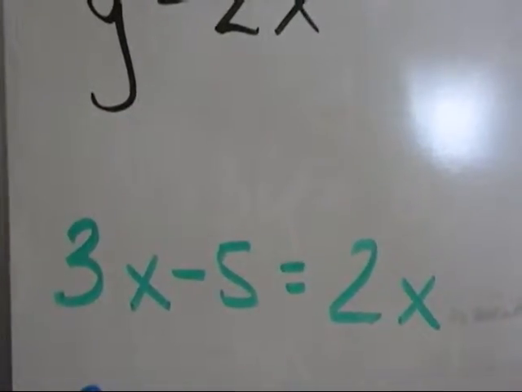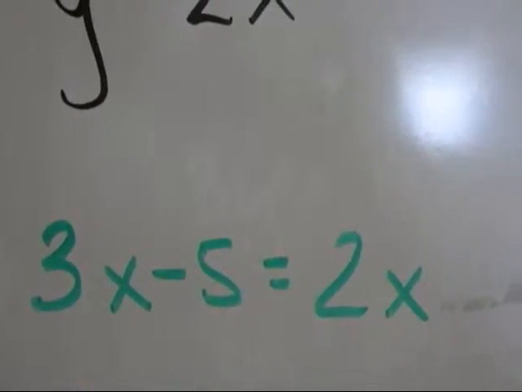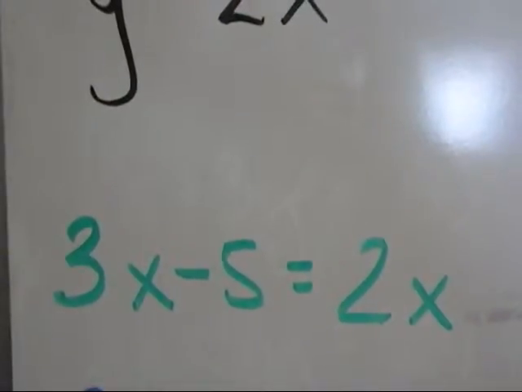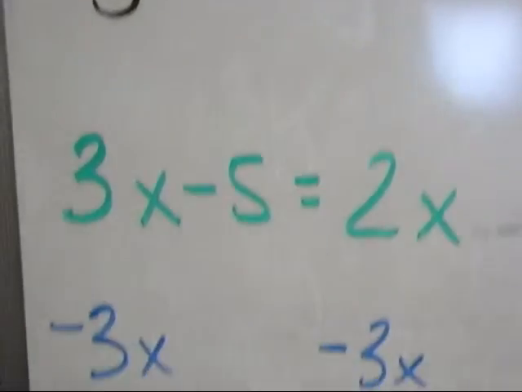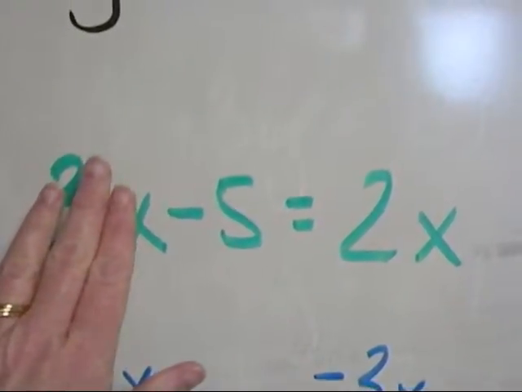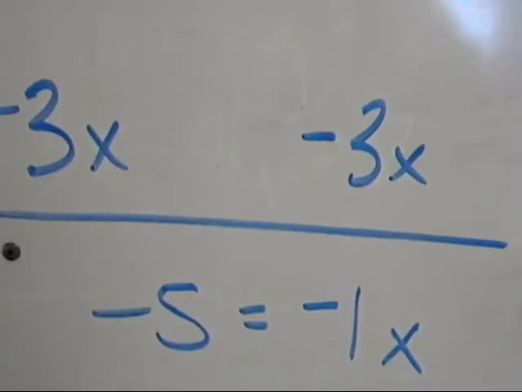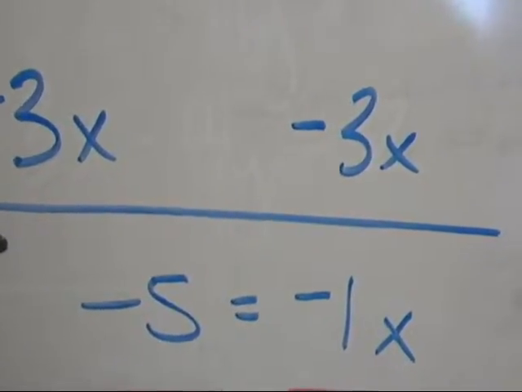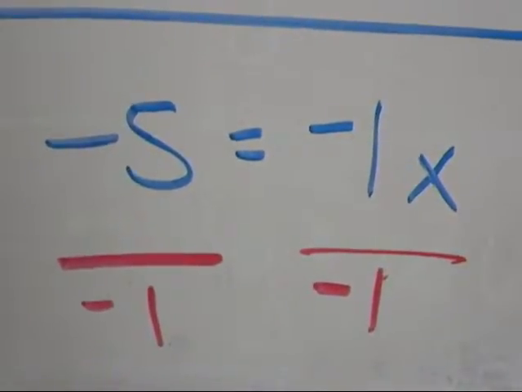So I get the equation 3x minus 5 equals 2x. Now there are several ways you could go about solving this. I prefer to use as few steps as possible, so I'm going to subtract 3x from both sides. When I do that, these cancel out, and notice that the negative has to come down on the 5. So I get negative 5 equals negative 1x. To get the x totally alone, I need to divide both sides by negative 1, and therefore the value of x is 5.